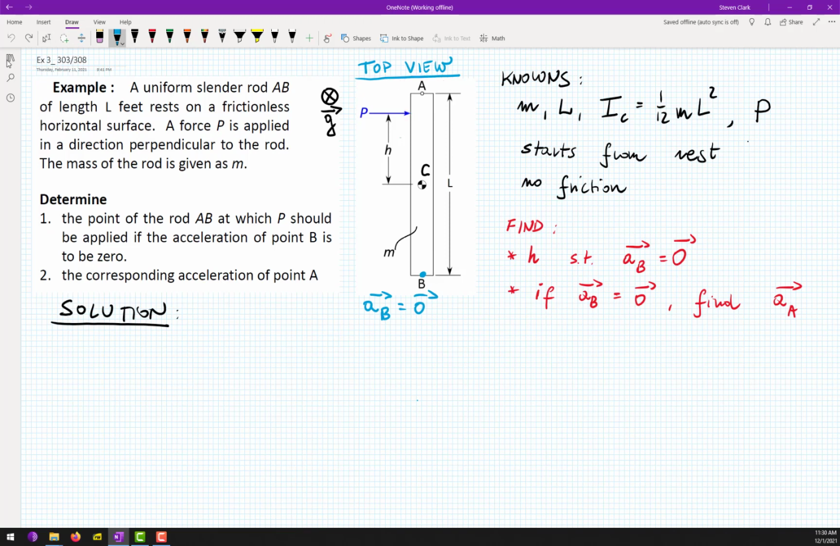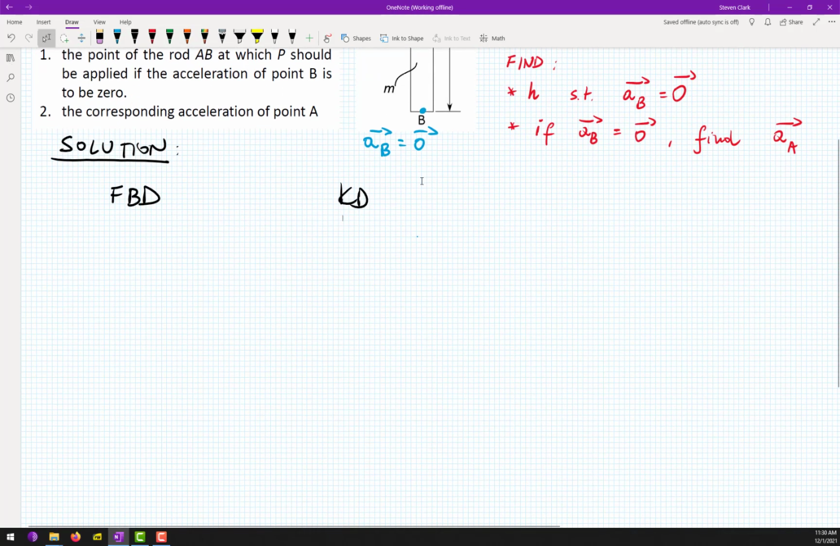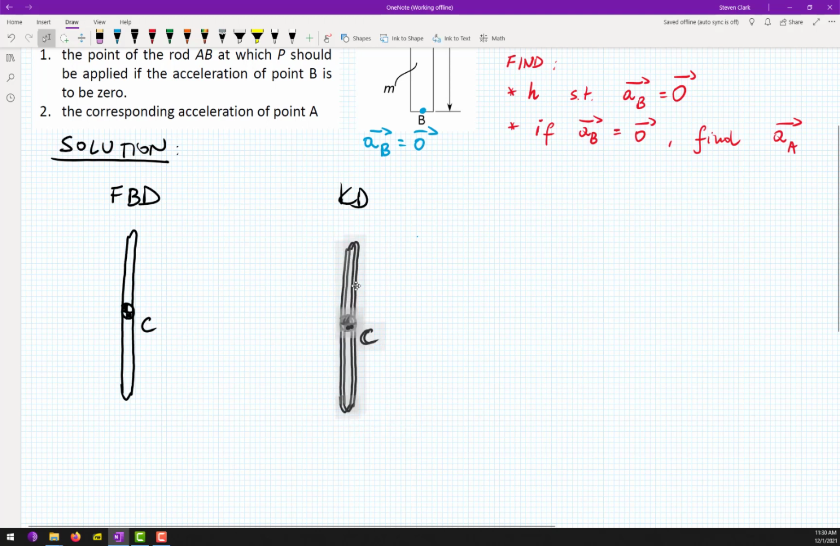So we're just going to follow the recipe. I'm going to draw a free body diagram and kinetic diagram. So this is our beam. I'm going to put the center of mass in here. So this is C. Okay, and I'm just going to copy that to our kinetic diagram.